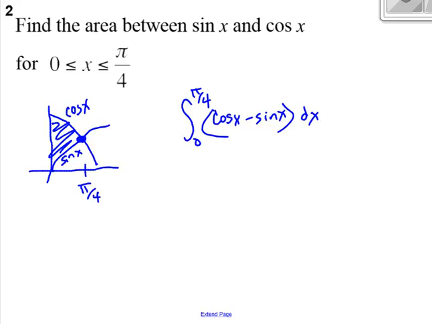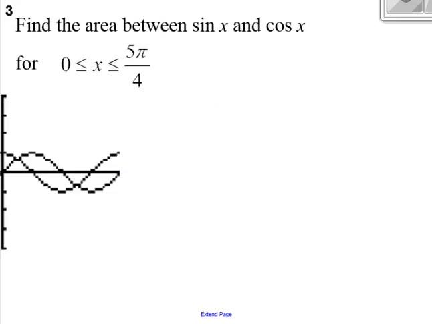And I'm throwing that in the calculator to get an answer to you. And we're going to just take a look at our next one. And this one I've got the graph already drawn for us. We're looking for the area between sine x and cosine x all the way from 0 to 5 pi over 4.